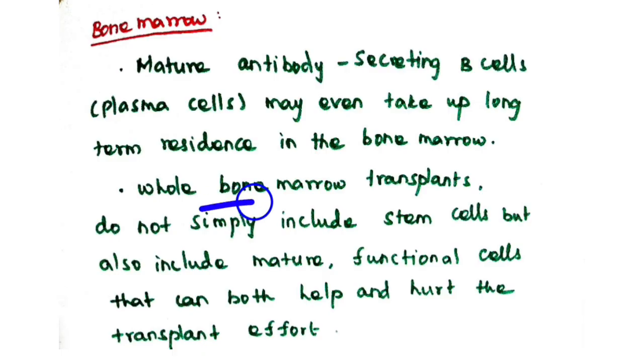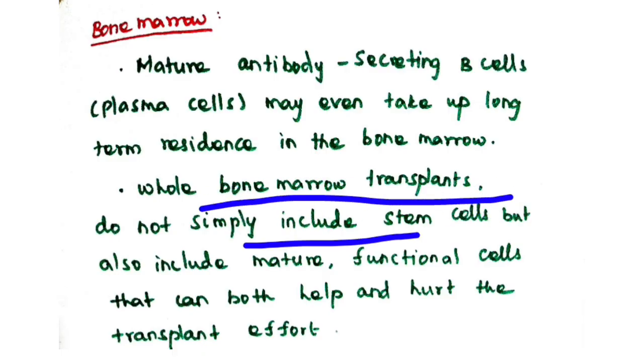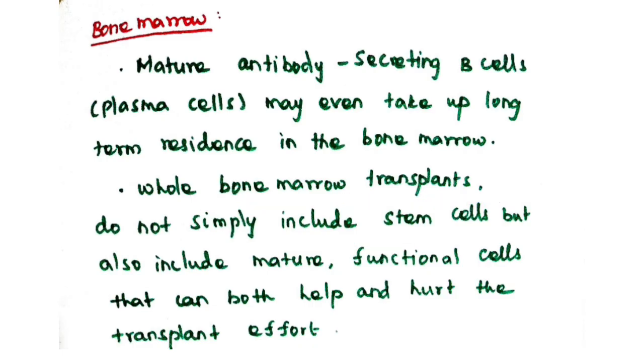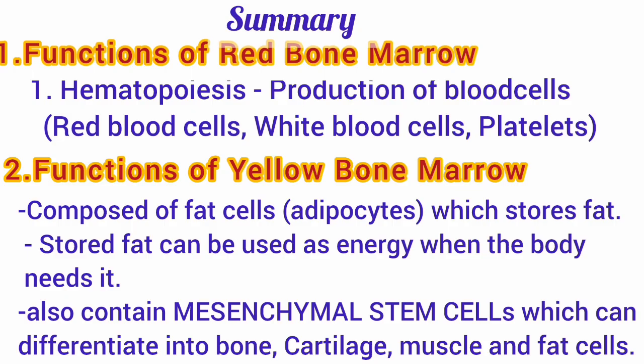So whole bone marrow transplants do not simply include stem cells. If you transplant bone marrow for any reason, it won't have only stem cells, but it also includes mature functional cells. When you transplant bone marrow, these mature functional cells may both help and hurt the transplant effort. This is all about bone marrow.